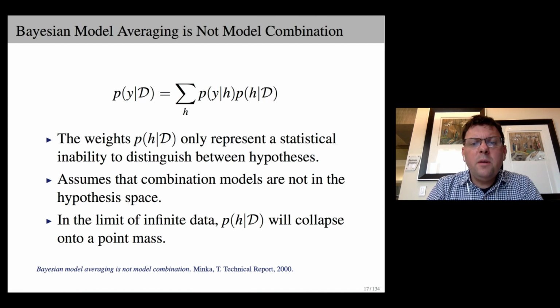Now, there are fundamental differences between Bayesian model averaging and some types of model combination. In particular, the Bayesian model average is meant to represent a statistical inability to distinguish between hypotheses given limited information, but the assumption is that one of those hypotheses, one setting of those parameters, is the correct setting of parameters. And as we get more and more data, our posterior over our hypotheses, our parameters, will collapse onto a particular setting and will recover the maximum likelihood solution. So this is different than some approaches to ensembling and model combination, which work by enriching the hypothesis space and assuming, for example, that combination models might be a correct description of reality.